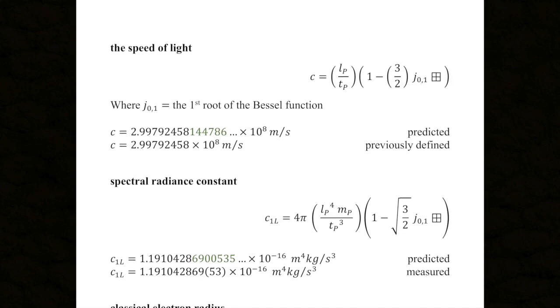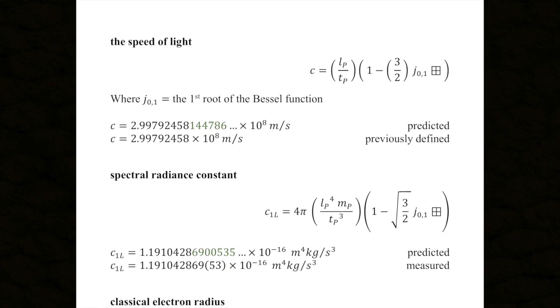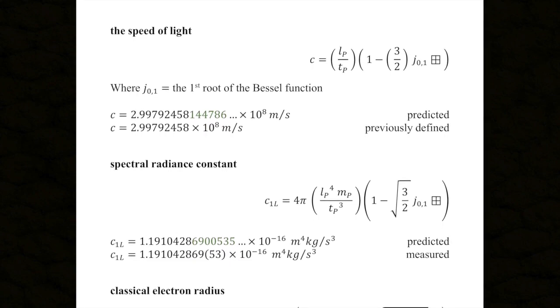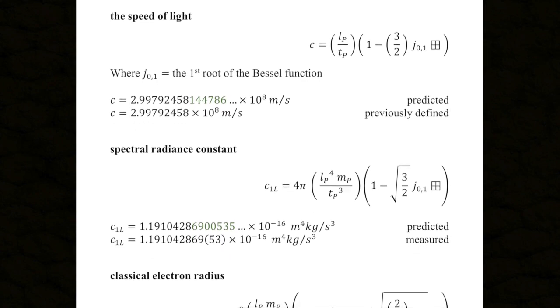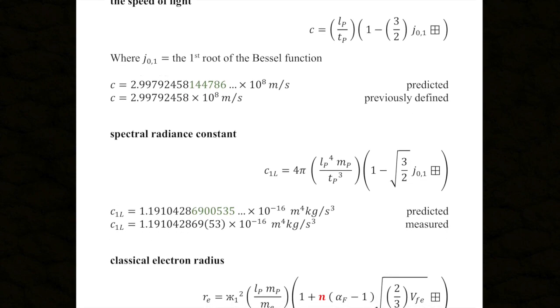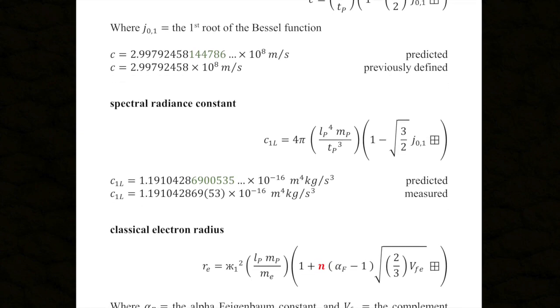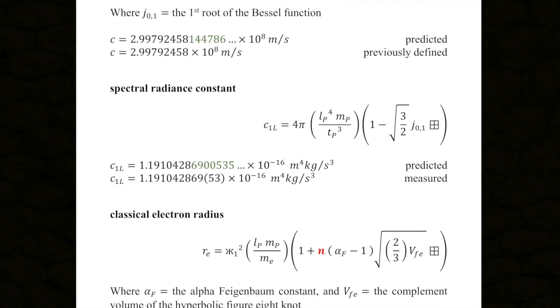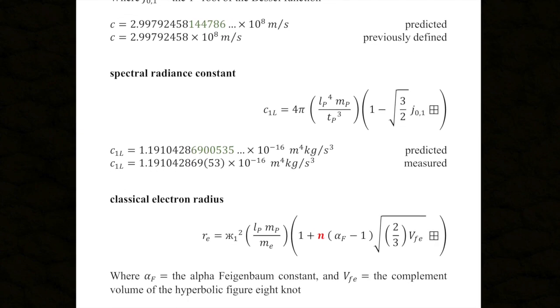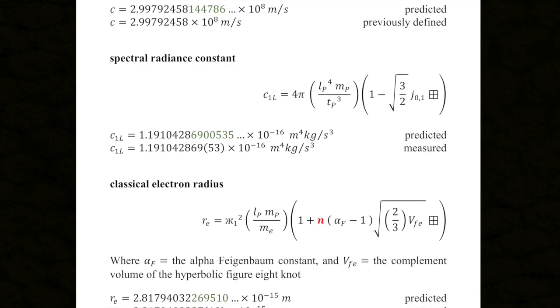The speed of light we've gone through before. The spectral radiance constant has something similar to the speed of light in the terminal action. That is, instead of being 3/2 times the first root of the Bessel function, the terminal action of the spectral radiance constant is the square root of 3/2 times the first root of the Bessel function.